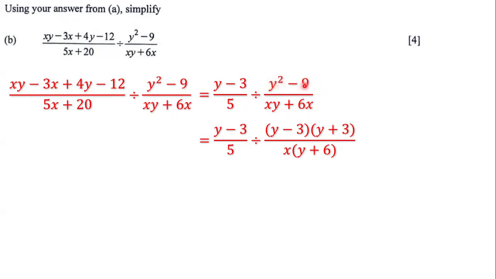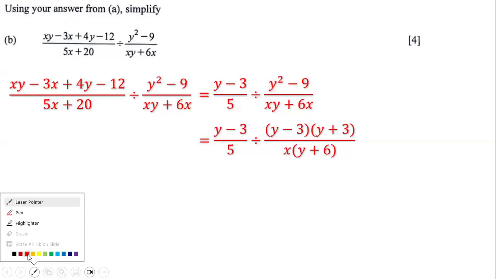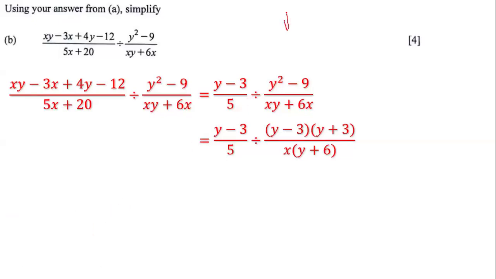We could use the difference of two squares. When we factor this using the difference of two squares, we get y minus 3 and y plus 3. The reason is because the square root of y squared is equal to y.